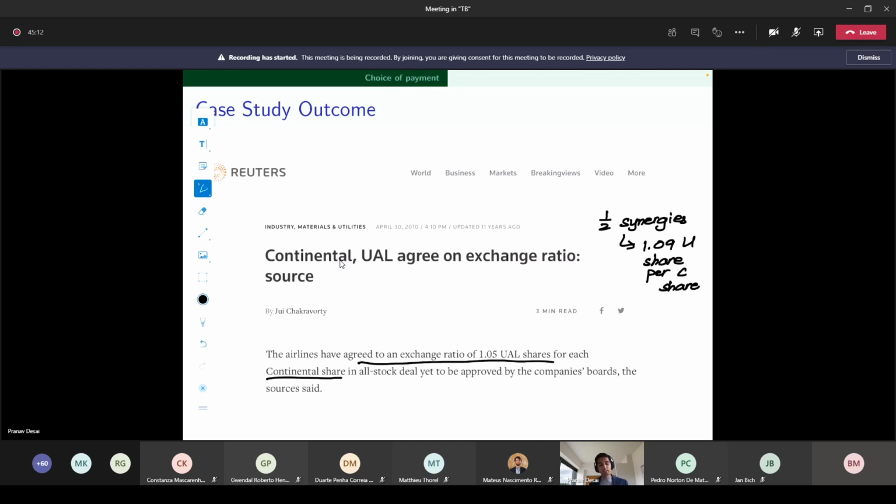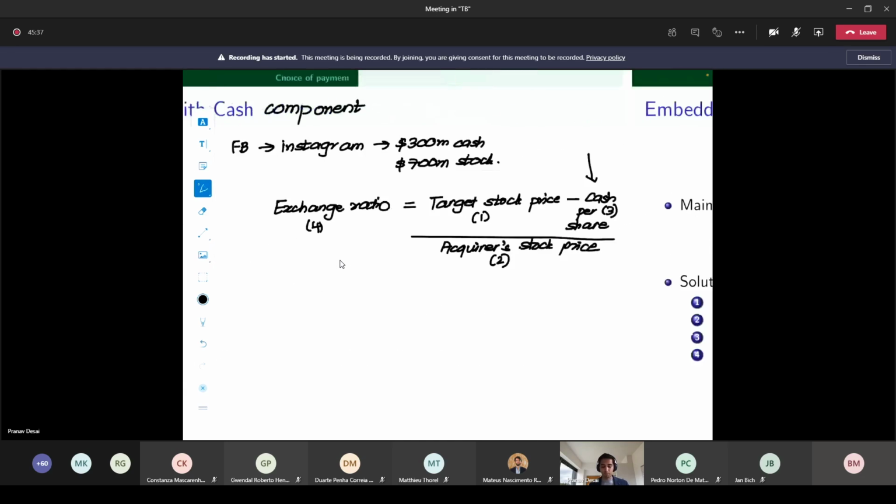On the other hand, if United were to pay Continental entirely in cash, then Continental shareholders just get a one-time payment, but they cannot share any of the risk. And risk goes both ways. There's also the upside risk and the downside risk. So they cannot also share any positive future performance of this company and capitalize on that. So risk plays a big role.